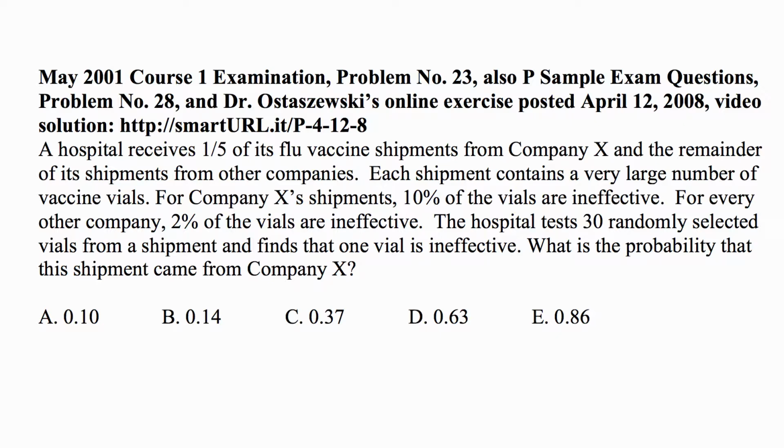Here's a problem for today for exam P on probability. A hospital receives 1/5 of its flu vaccine shipments from company X and the remainder of its shipments from other companies. Each shipment contains a very large number of vaccine vials. For company X shipments, 10% of the vials are ineffective. For every other company, 2% of the vials are ineffective. The hospital tests 30 randomly selected vials from a shipment and finds that one vial is ineffective. What is the probability that this shipment came from company X?